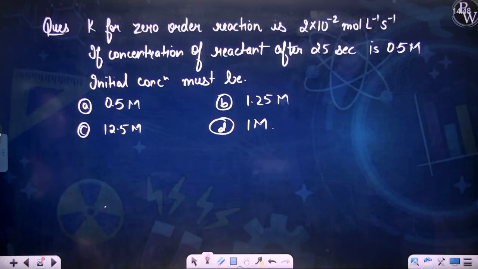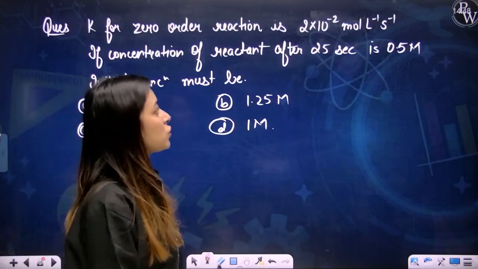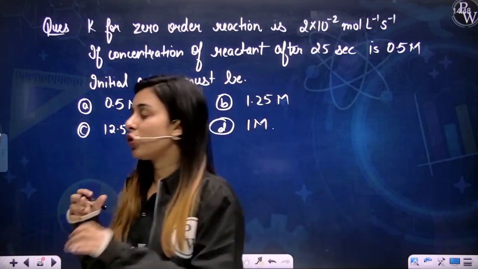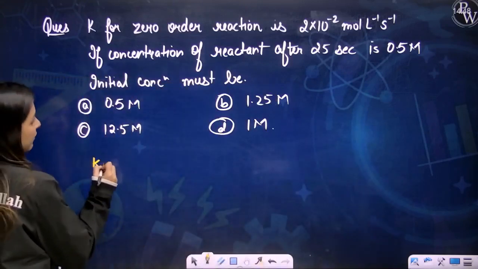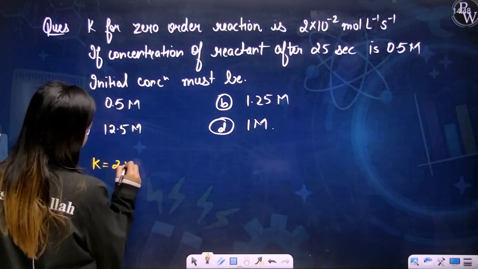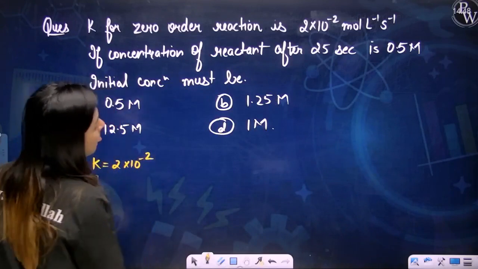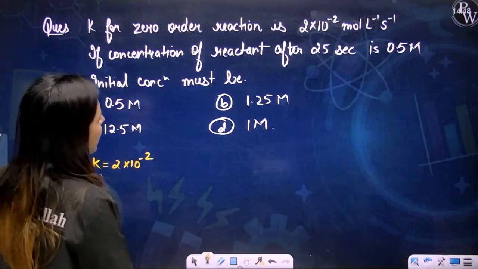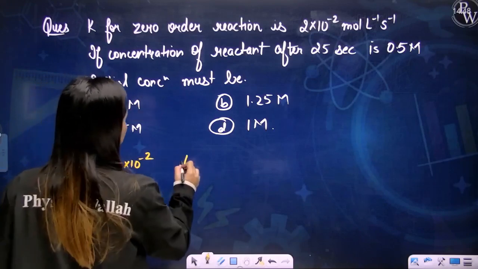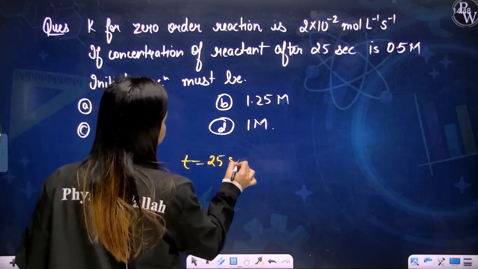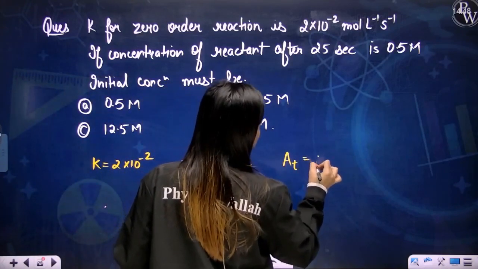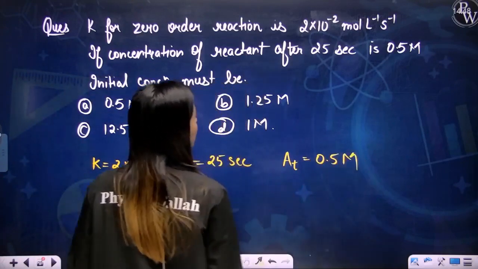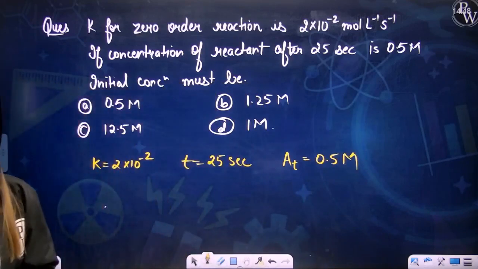The next question says that you are given the rate constant K for a zero order reaction. You have to pause the video and try the question yourself. The K value is given to be 2 into 10 raised to the power minus 2. The time is given to be 25 seconds, and you are given the concentration of the reactant as 0.5 molar after 25 seconds. Initial concentration you have to tell.